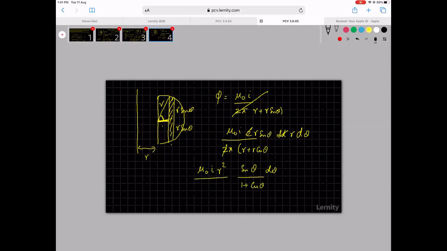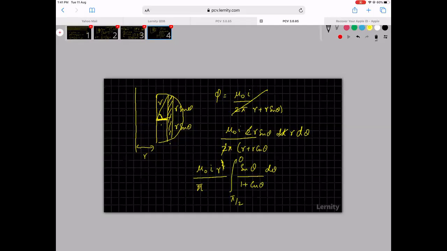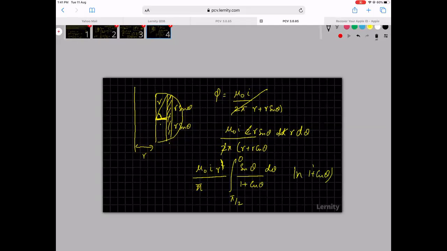divided by r. Pi into r gets cancelled. So when I integrate this from pi by 2 to 0, this will become ln of 1 plus cos theta. So when you take ln of 1 plus cos theta, it will become ln 2. So the answer is mu naught I r ln 2 divided by pi. What is this? This is the flux.